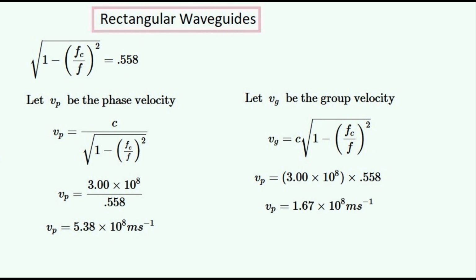And so we get this value for the velocity of the energy of the wave, which is less than that of light. It is slowed down by the propagation through the waveguide.